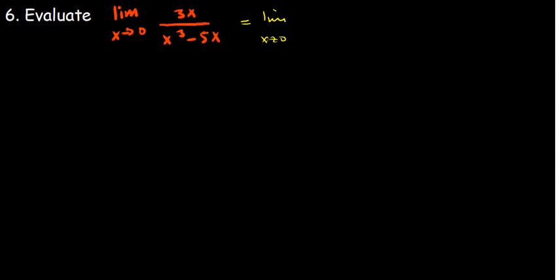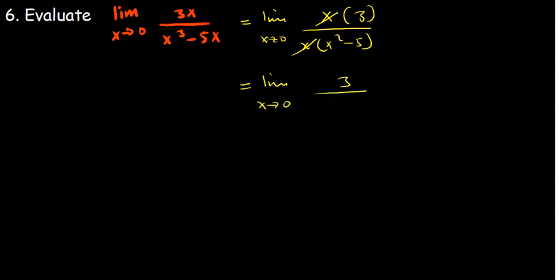The first thing is, when you substitute directly 0, what are you going to get? We'll get 0 over 0, and we don't want that. So I'm going to factorize out x on top. We're going to remain with 3, and then in the denominator factorize out x. We're going to remain with x squared minus 5. So this and this cancel. That is going to give us the limit as x approaches 0 of 3 divided by x squared minus 5.